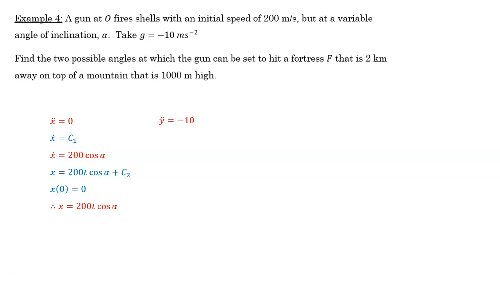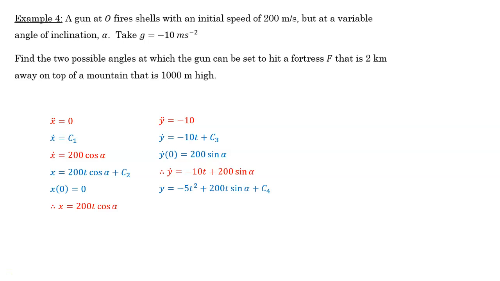Now we did the same with vertical. My vertical acceleration is negative 10 as provided by the question. So the integral of that is negative 10t plus a new constant. Substituting in my initial values, when t equals 0, my vertical velocity is 200 sine alpha, not knowing what alpha is at this stage. So substituting t equals 0, y dot equals 200 sine alpha, I find that c3 equals 200 sine alpha. So my fifth equation of motion is y dot equals negative 10t plus 200 sine alpha.